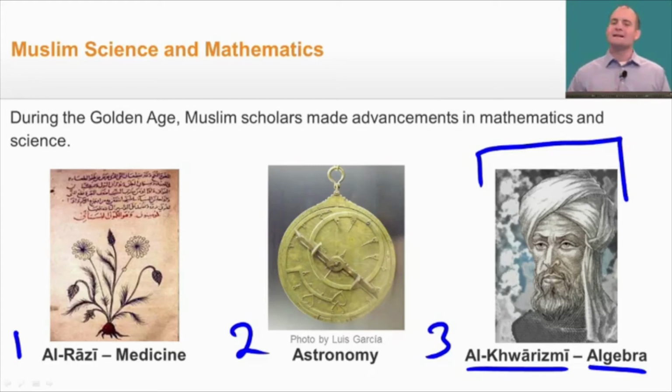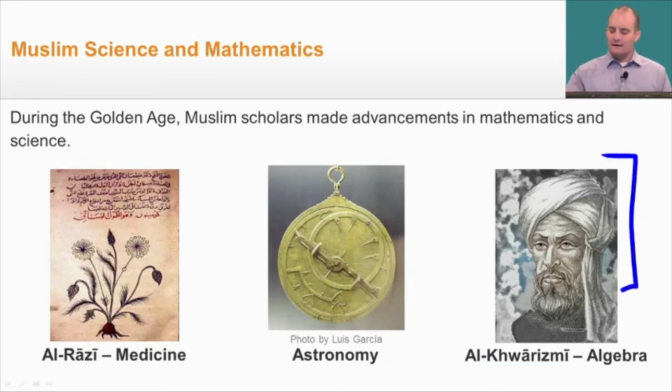Now remember I said in the last slide talking about translating Greek texts. Well, this man right here, he actually utilized the work of Euclid, as well as other Greek mathematicians to help build algebra. So you can see how these cultures really blended together. He also used the works of Archimedes.